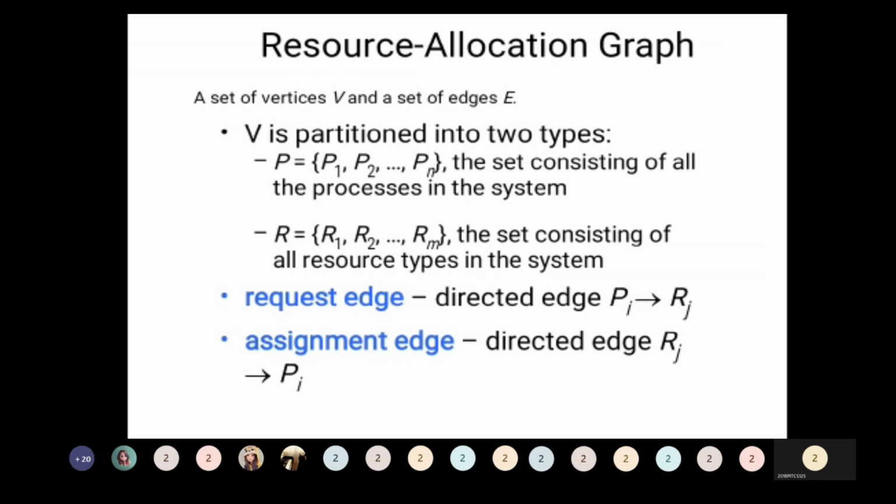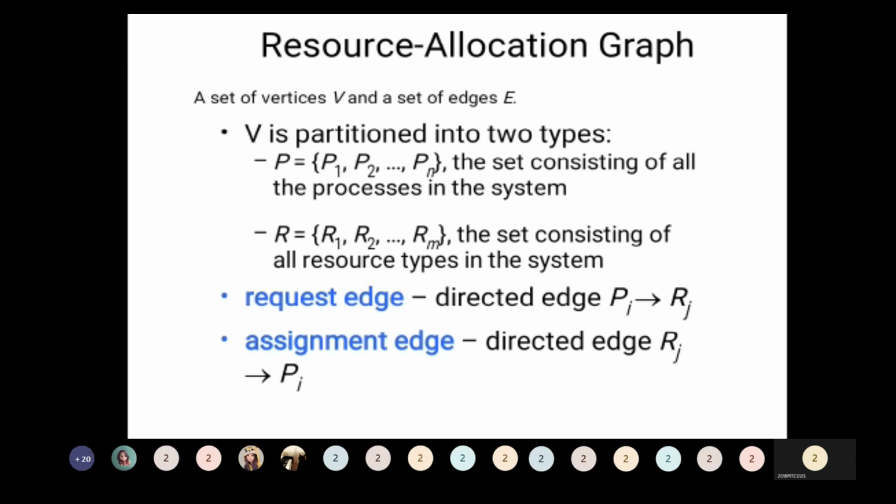Then coming to edges, there may be a request edge and an assignment edge. A request edge is directed as Pi to Rj, where Pi is the process requesting resource Rj. I and j are instances of the process and instances of the resources. Request edge means an edge directed from process to resource. That is, process Pi is requesting resource Rj.